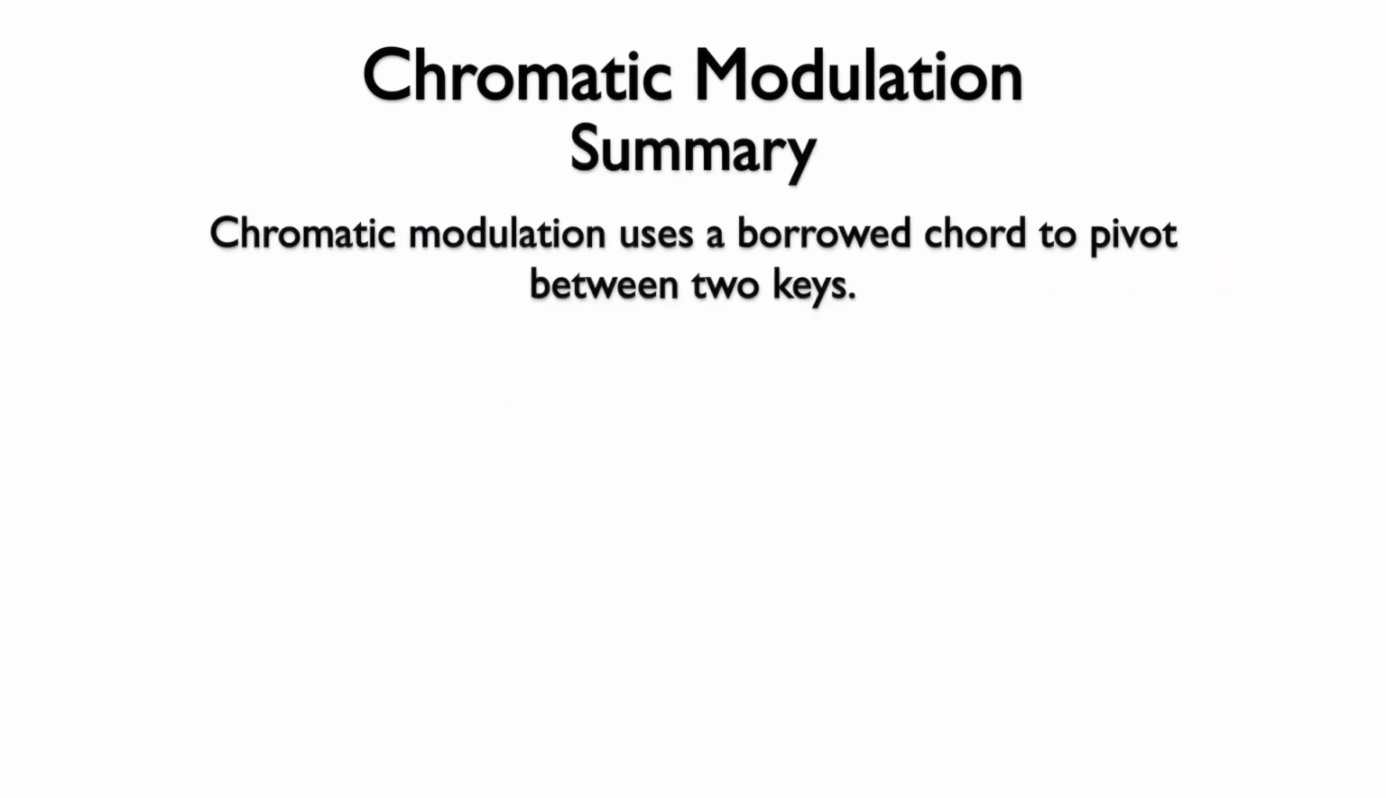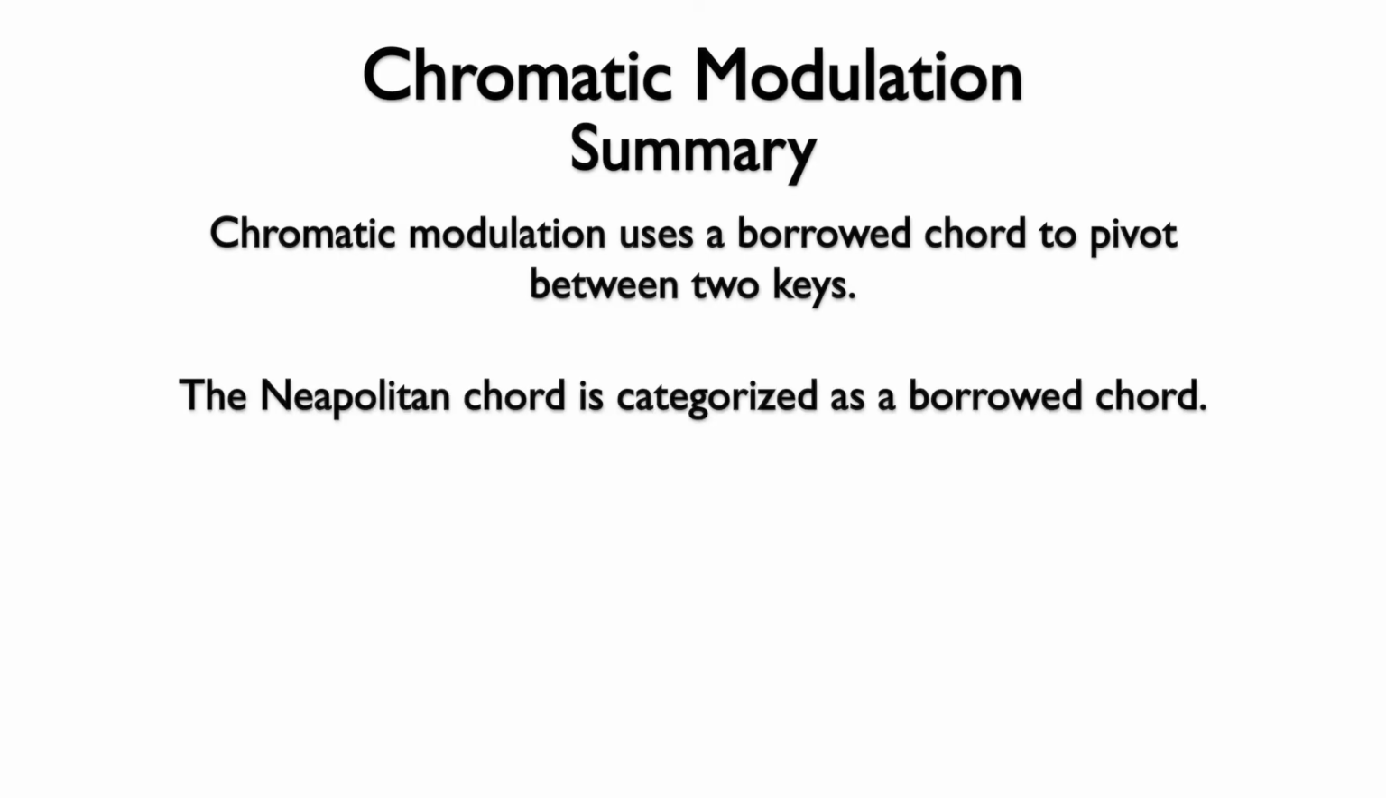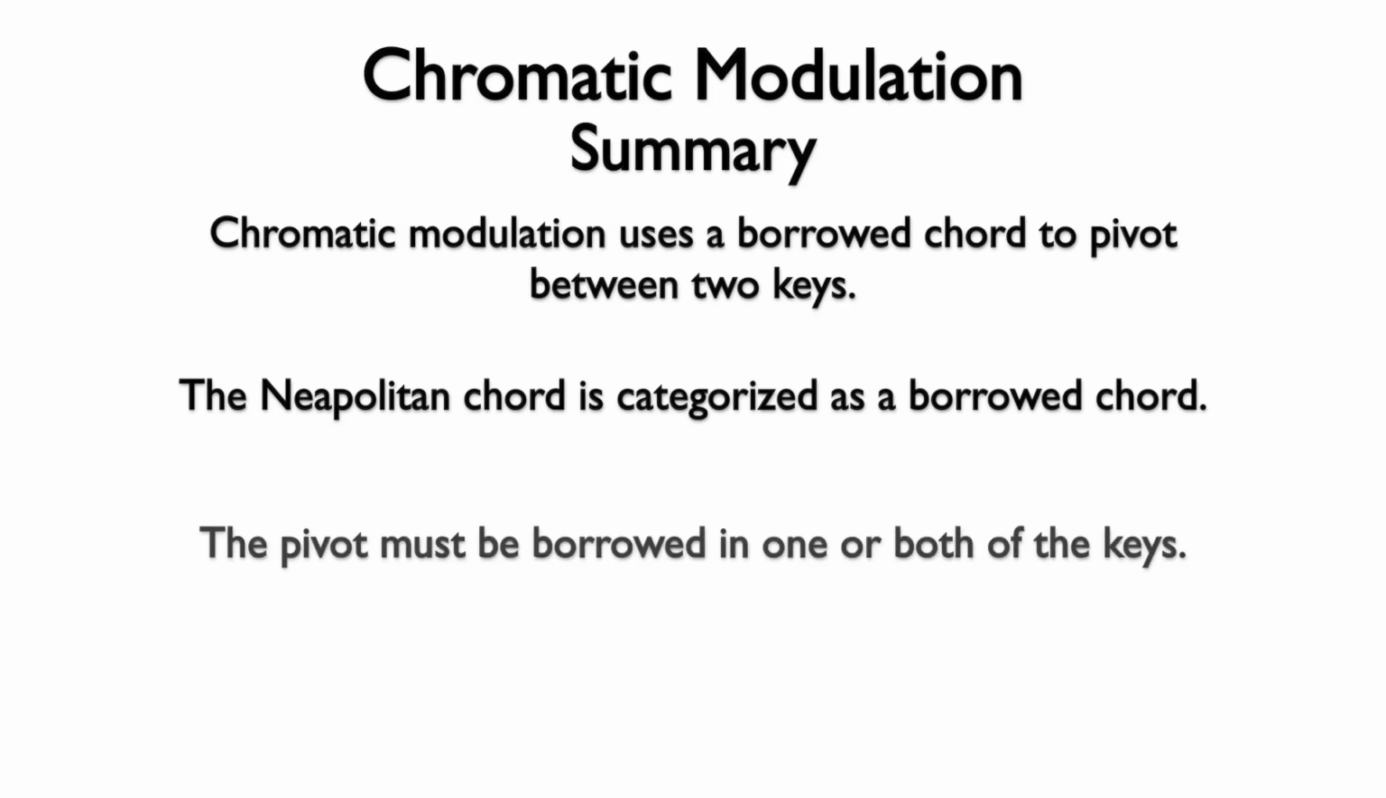Let's summarize. Chromatic modulation uses a borrowed chord to pivot between two keys. The Neapolitan chord is categorized as a borrowed chord. The pivot must be borrowed in one or both of the keys.